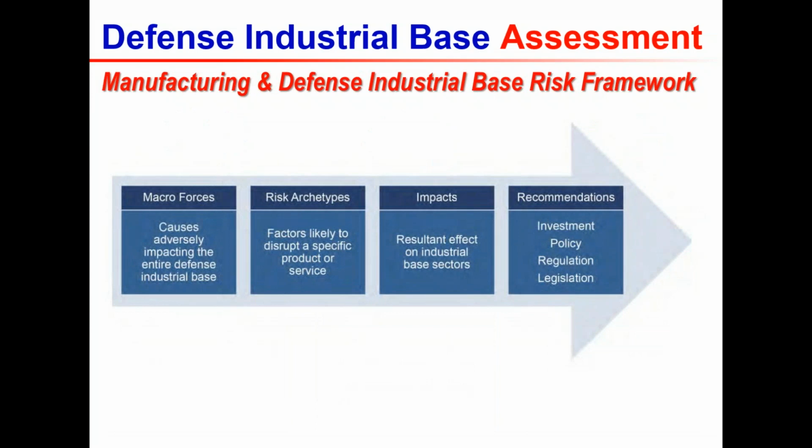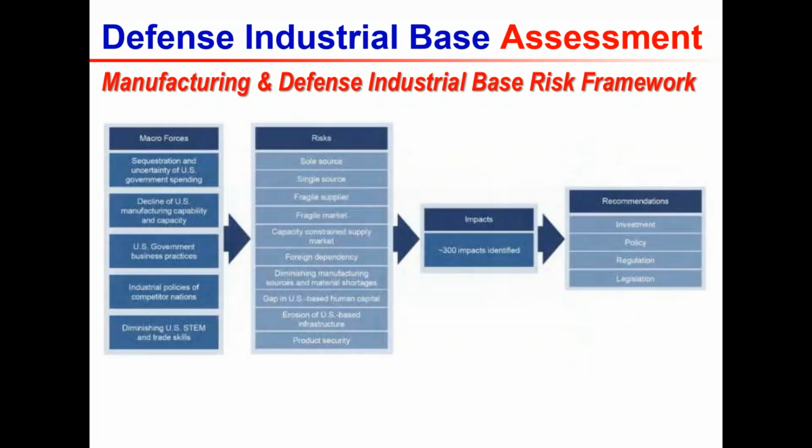It was an iterative process. They began looking at things, and then developed this framework as they went. It wasn't really step-by-step. But the idea is that they ultimately figured out that there are broad macro forces, the root causes that are adversely impacting the defense industrial base. From those root causes, they categorized 10 risk archetypes: specific characteristics or factors that you see across different industry sectors that are risks within our defense industrial base. What are the impacts? What's actually happening, what are the effects on the industrial base sectors? And then finally, the recommendations: what do we do in terms of investment, policy, regulation, legislation?